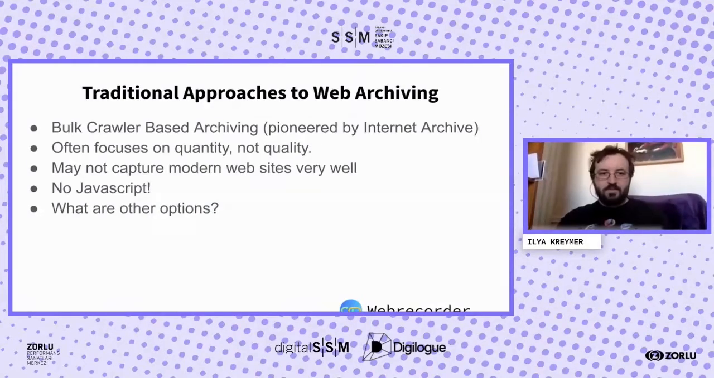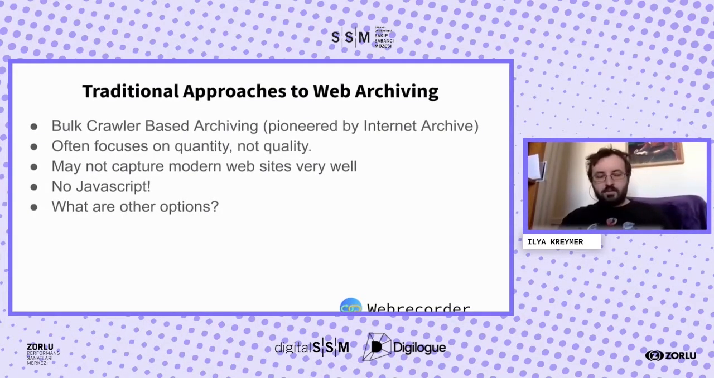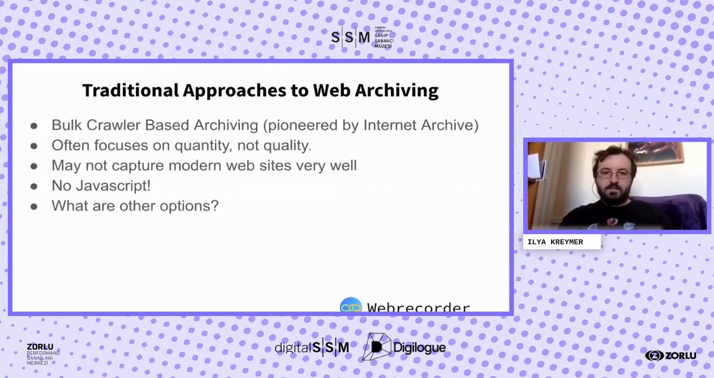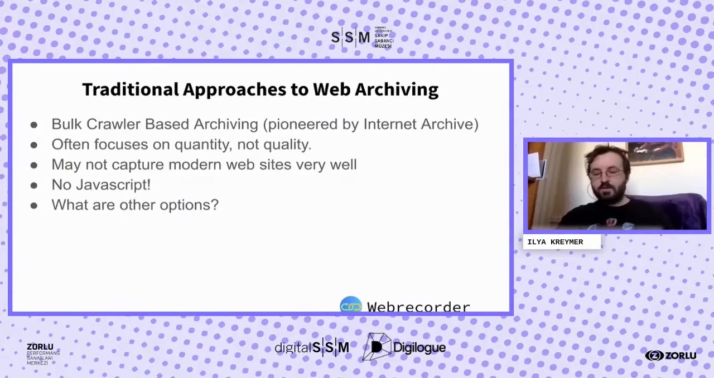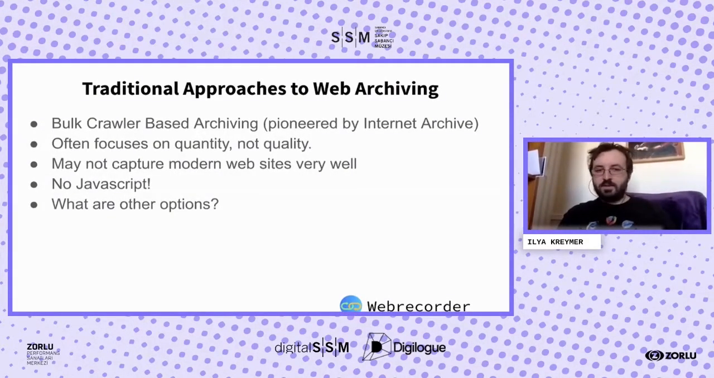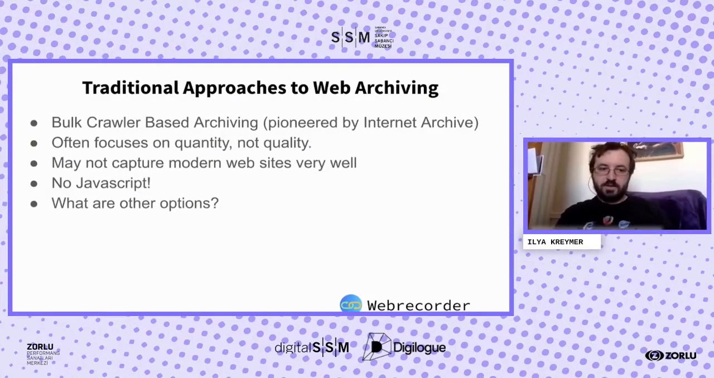And so Zainab covered some of the traditional approaches to web archiving, which involved bulk crawling, sort of pioneered by Internet Archive, and some of the processes involved there. Some of the challenges there, of course, are that while that approach focuses on quantity, it may not necessarily get the quality, especially of modern websites. And one of the challenges, of course, is JavaScript, because traditional crawlers aren't able to capture JavaScript sites very well, and most sites today use a lot of JavaScript.